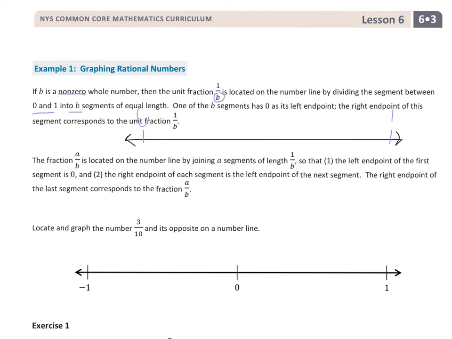So the unit fraction, 1 over b, remember, from 5th grade, a unit fraction is any fraction with a 1 in the numerator. The unit fraction 1 over b is located on the number line by dividing the segment between 0 and 1 into b segments of equal length. So let's say just for this example that b equals 4. So that means this unit fraction is 1/4.